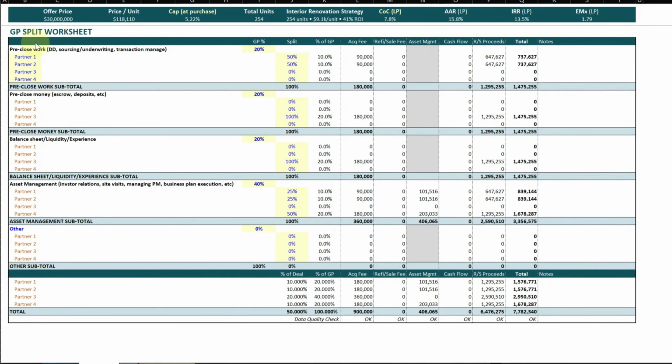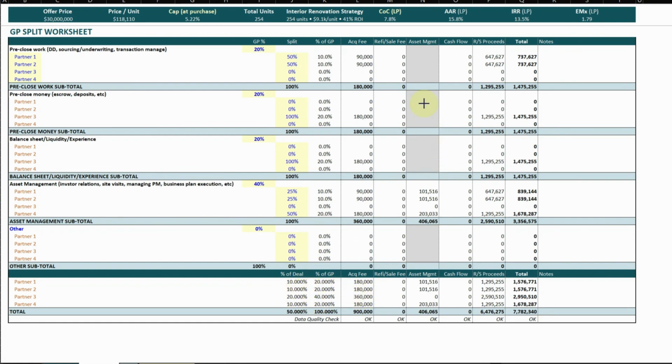In the GP split worksheet, it's pretty detailed. You've probably seen this format quite a bit. I've seen it used multiple times. You have different buckets of work that need to happen, and then you'll split that work among the partners, and then it generates what the GP split is. So the percentage of the deal. In this case, we're splitting the deal 50-50 with the LP partners and the percentage of GP of that deal.